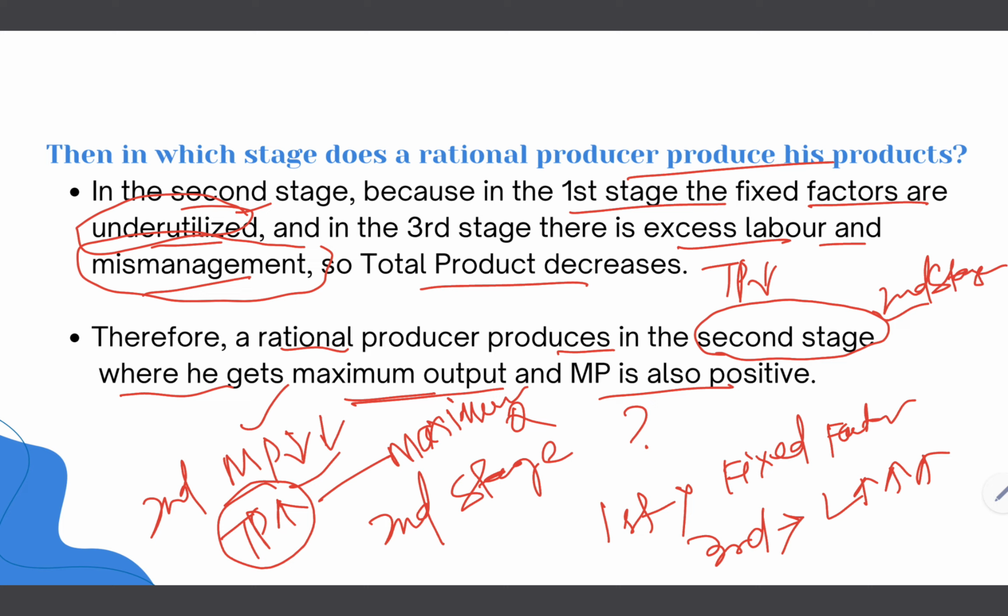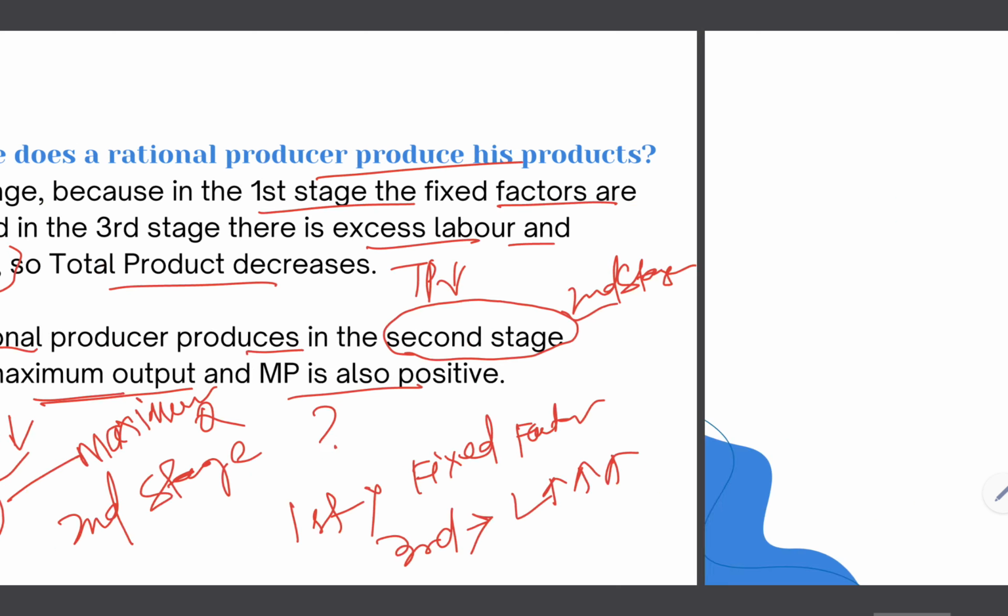I think you will understand the law of variable proportion, and in the law of variable proportion we discuss the three stages, where a producer wants to produce, and why this is happening. Thank you.